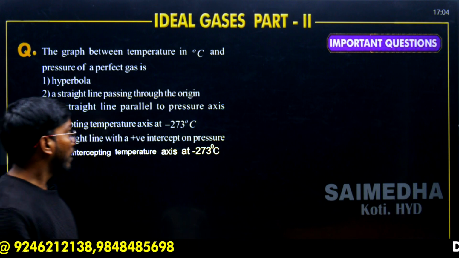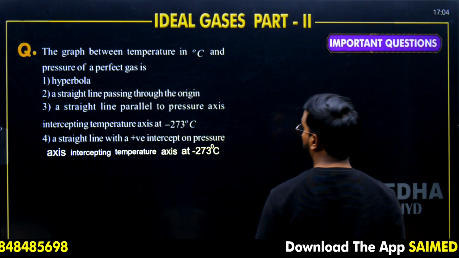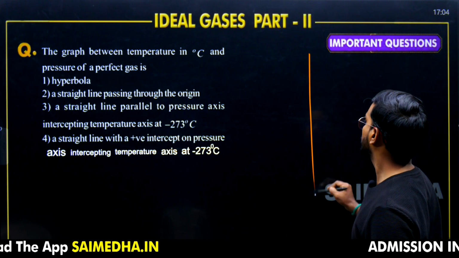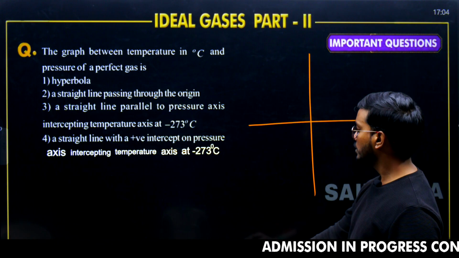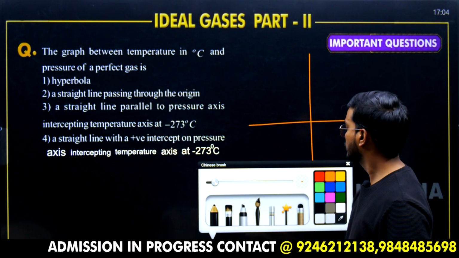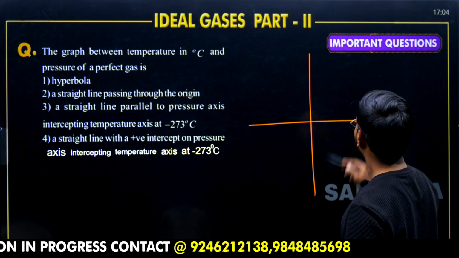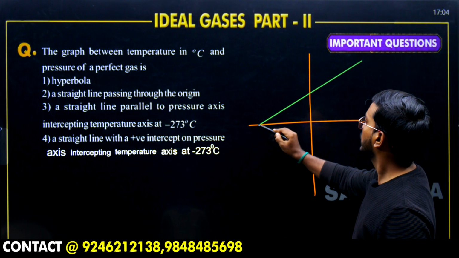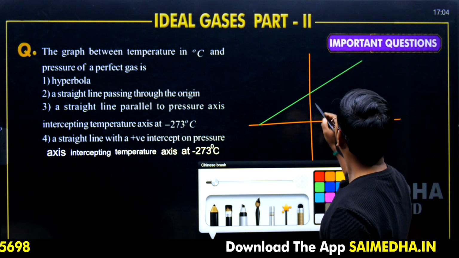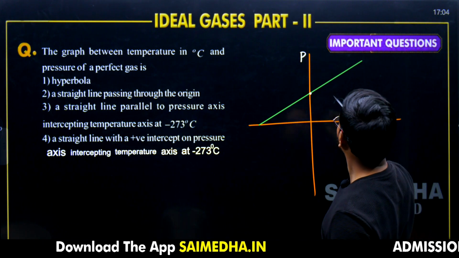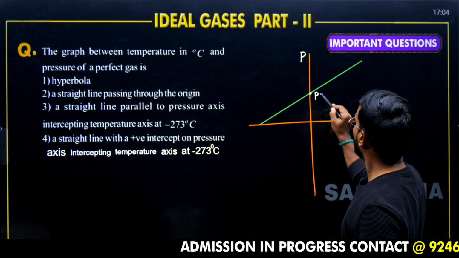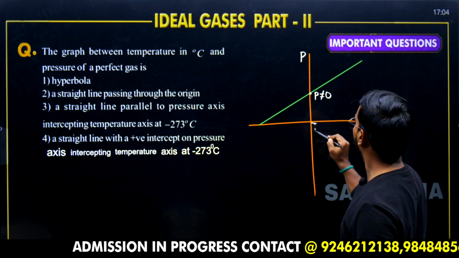Next question. The graph between the temperature in degrees Celsius and pressure for a perfect gas is... Okay, this is the graph. This is the diagram you will be getting. Okay, the values are here. This is the pressure axis, this is the temperature axis. You can see here pressure is not equal to 0 and temperature is becoming what?